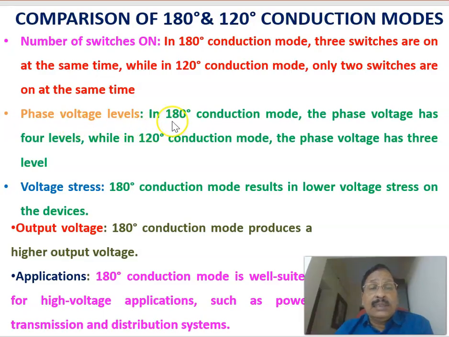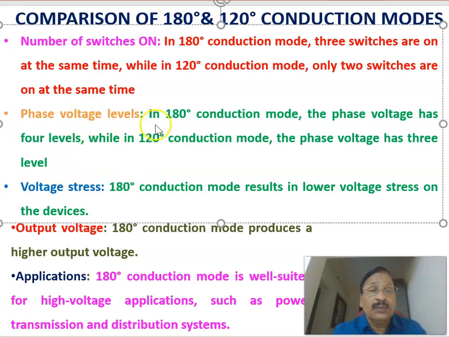And phase voltage levels. In 180 degree conduction mode, the phase voltage has 4 levels, while in 120 degree conduction mode, the phase voltage has 3 levels. That is applicable in both cases to a star connected load. But what I discussed in this 120 degree conduction mode is a delta connected one.